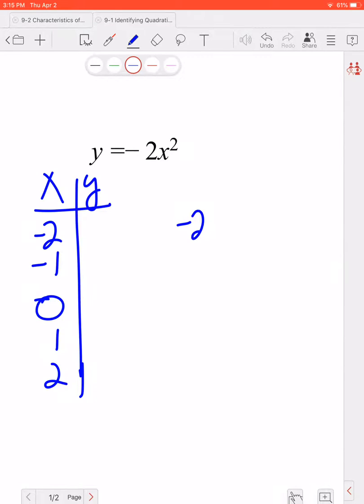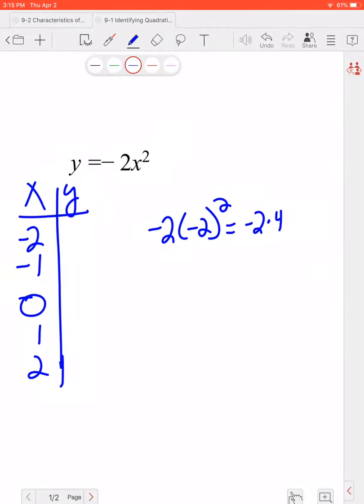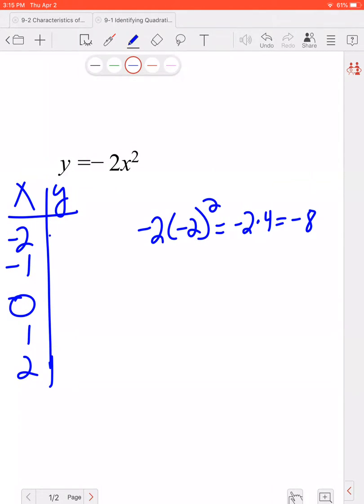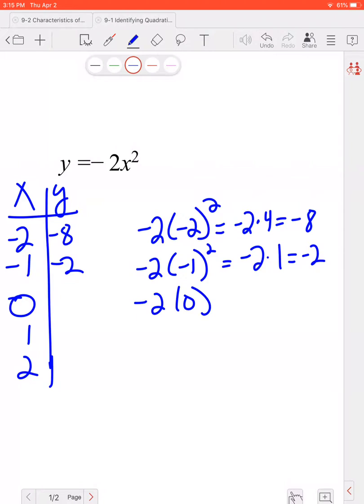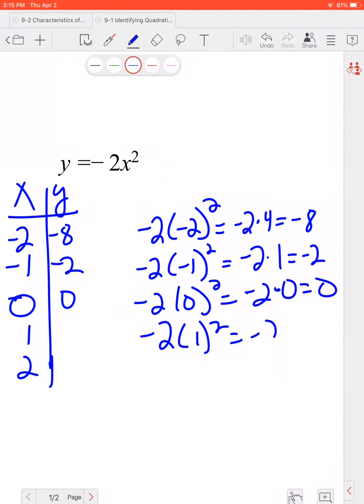So we're going to have -2 times -2 squared. Again, the -2 is in parentheses. So we're going to have -2 times 4, which is going to give me -8. Then we're going to have -2 times -1 squared, which is going to be negative 2 times 1, which is negative 2. Then we're going to have negative 2 times 0 squared, which conveniently 0 squared is still 0, which makes negative 2 times 0, 0. Negative 2 times 1 squared would be negative 2 times 1, which is negative 2.